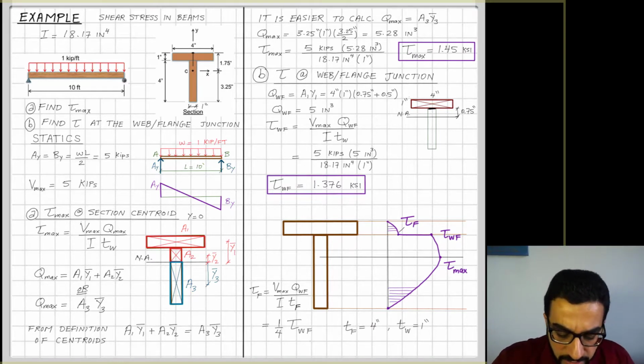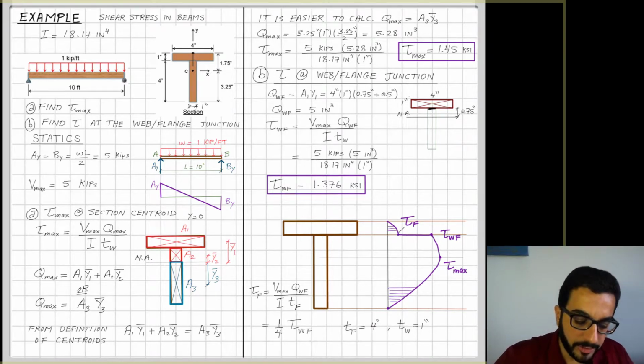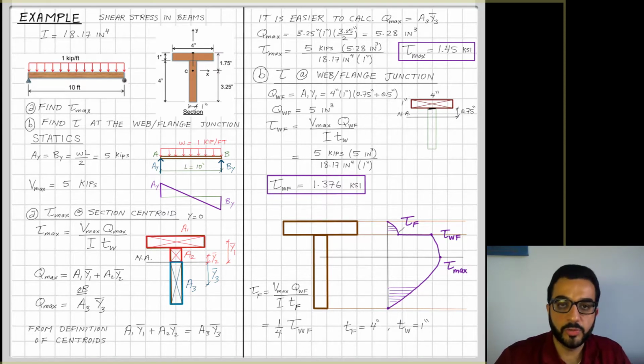So that was an example where we figured out shear stresses, the maximum shear stress, and the shear stress at any point, in this case the web and flange junction in a beam. And also we learned how to draw the shear stress distribution in that beam.